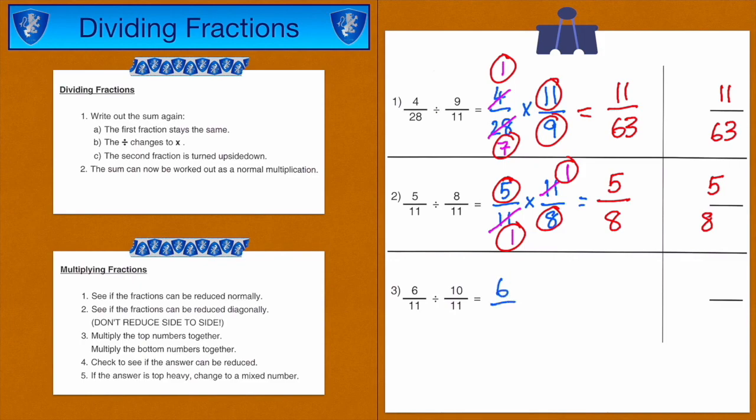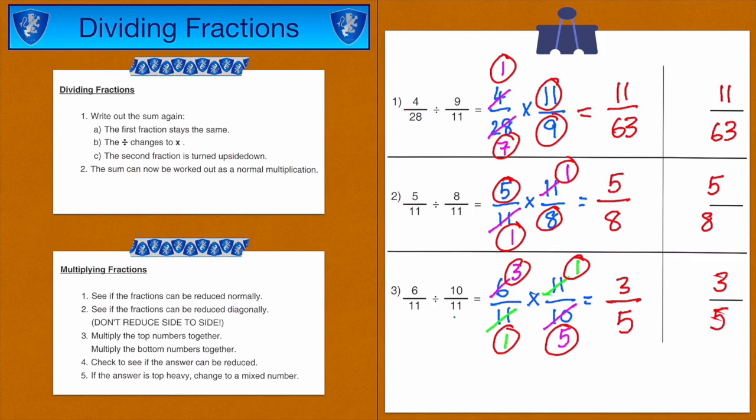And then number 3 here, we've got 6 over 11. First fraction stays the same, times the second fraction upside down, which is 11 over 10. Can't do that, can't do that. Now 6 and 10 can be divided by 2. So that's 3 times 2. That's 5 times 2. And 11 and 11 can be divided by 11. That's 1 times 11, and that's 1 times 11. So that means I've got 3 times 1 is 3, and 1 times 5 is 5. So your answer is 3/5.